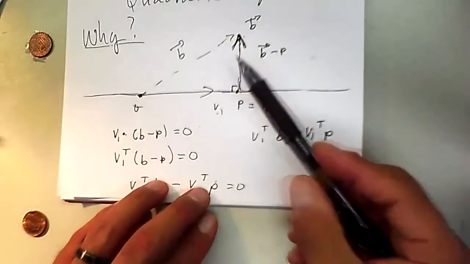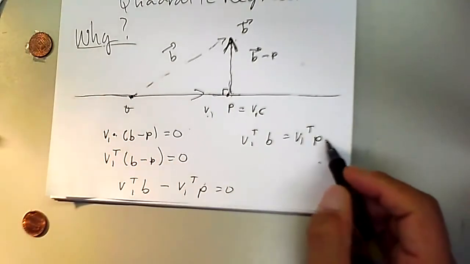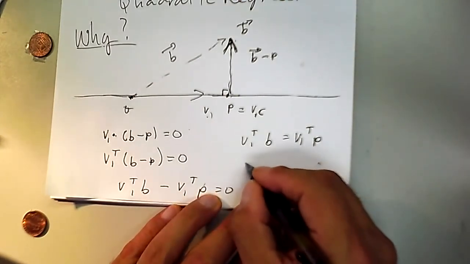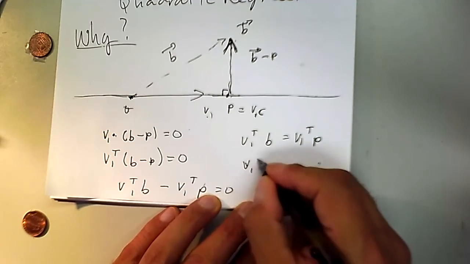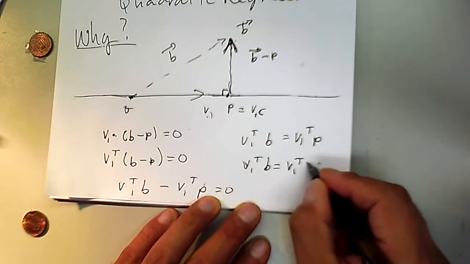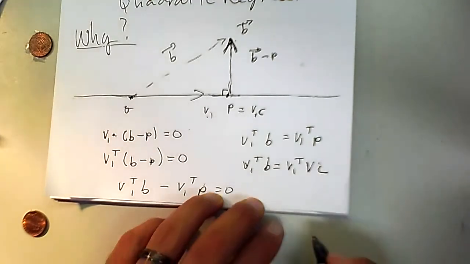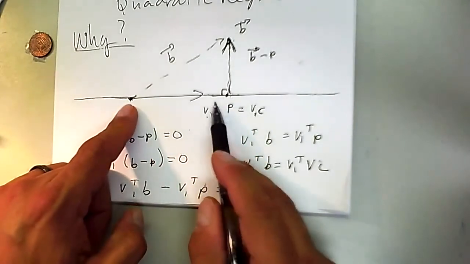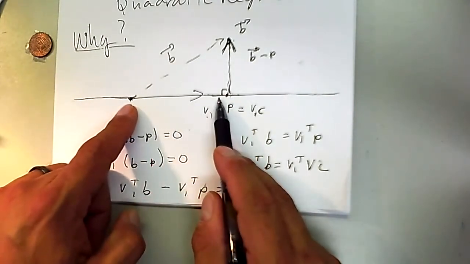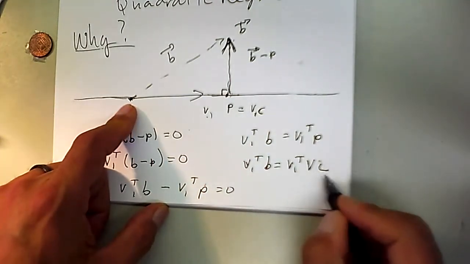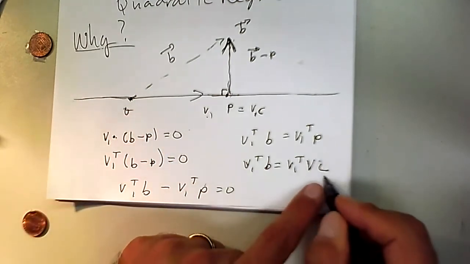So this P is really V1 times a constant. So I'm going to leave it like that. V1 transpose B equals V1 transpose times V1 C. So C is the coefficient of the linear combination of V1 that gives us P. So this is the coefficient we want, the linear combination coefficient, C.